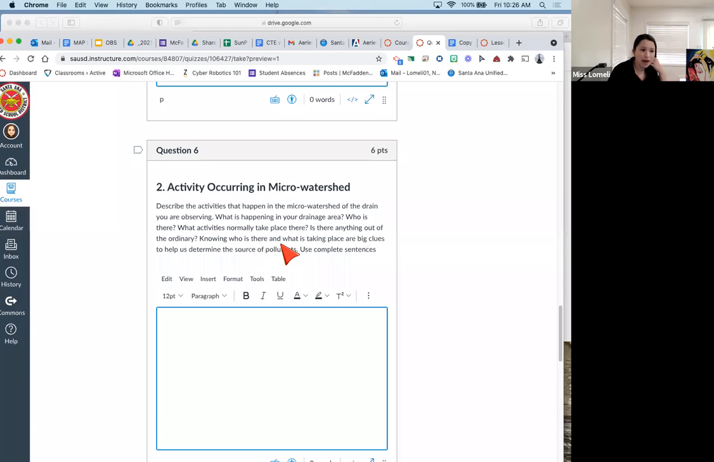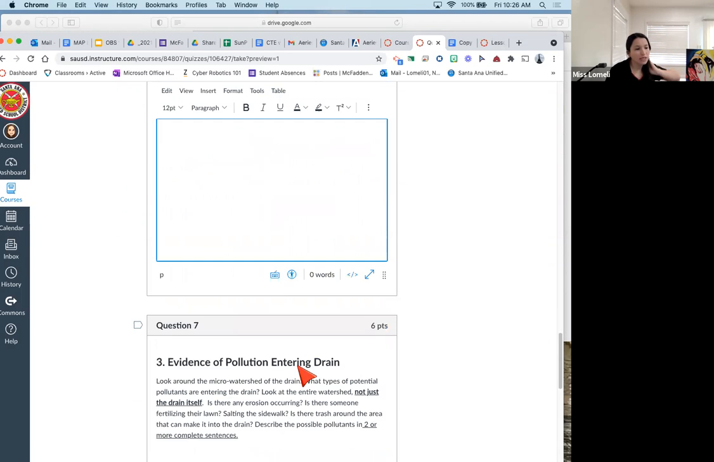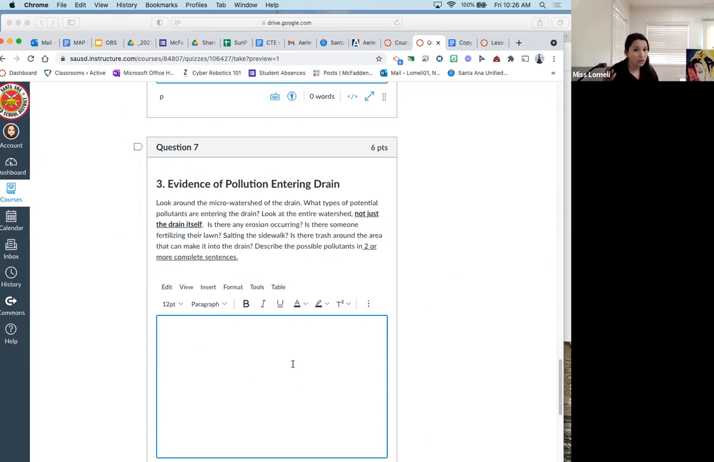Knowing who is there and what is taking place are big clues to help us determine the source of pollutants. Use complete sentences, okay? So again, you're going to answer the questions and then give a little detail about how to address your question.